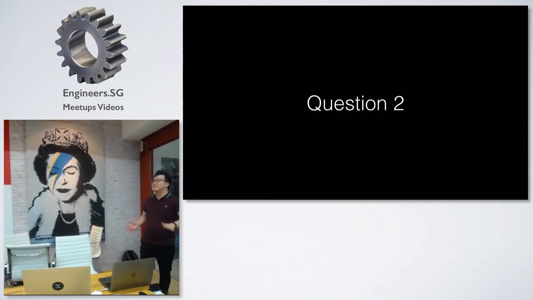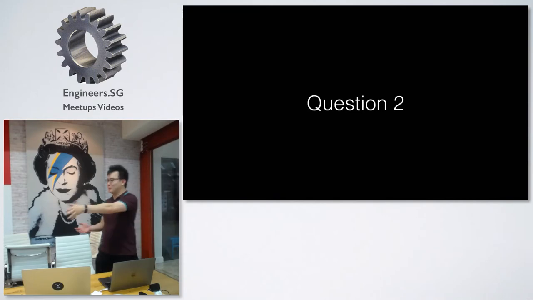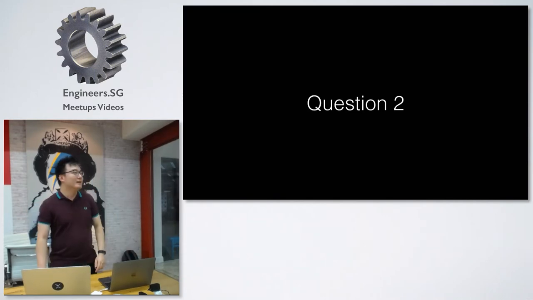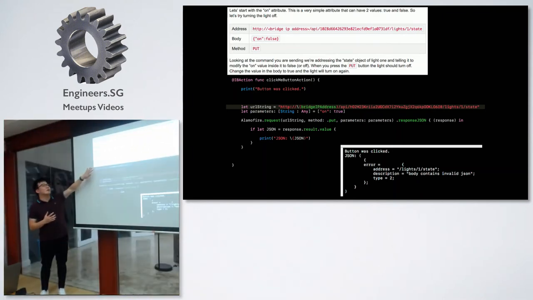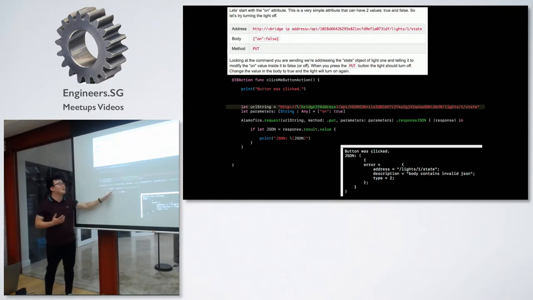The second question might seem familiar to some of you who have come to one of my meetups, right? So basically, this is actually the Philips Hue API. It's just a normal REST API, right? You're connecting to it via Alamofire, and it tells you some basic stuff, like which route to hit, what kind of parameters you need to send, what method and all that.